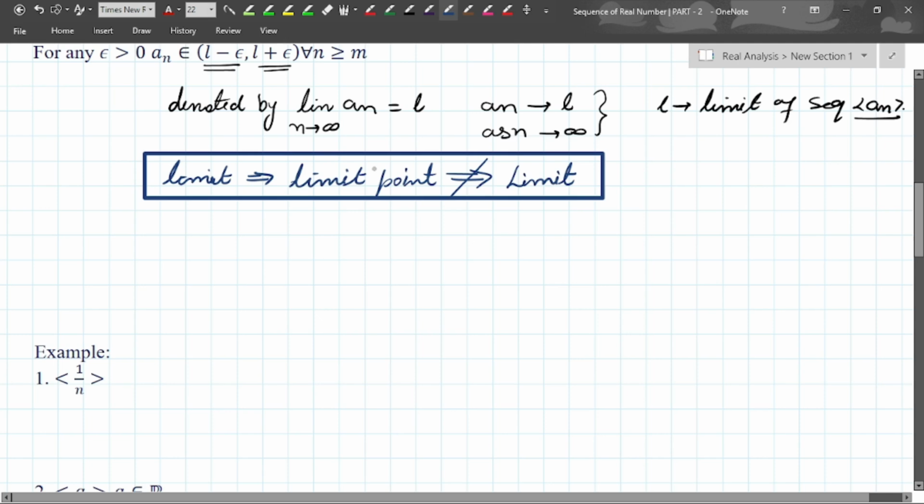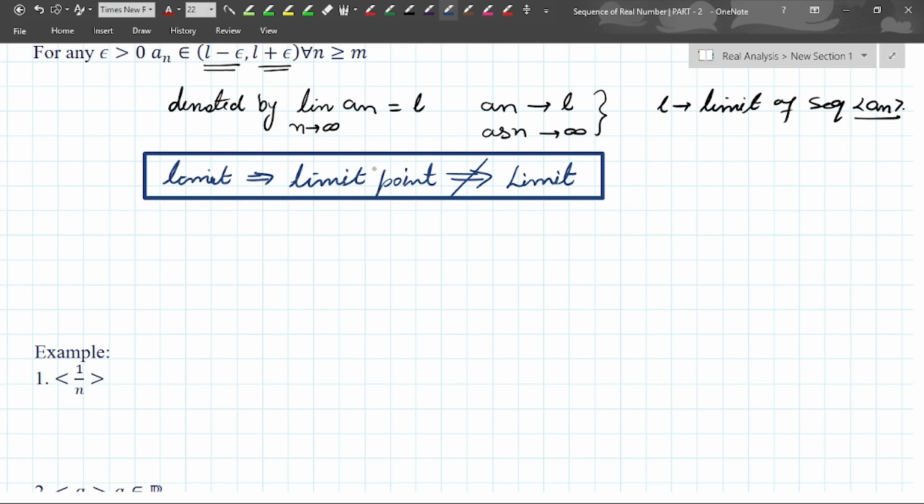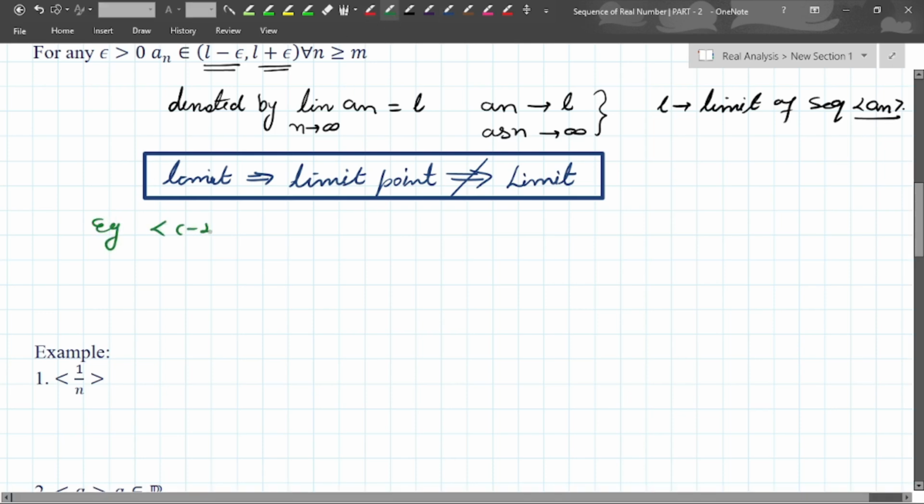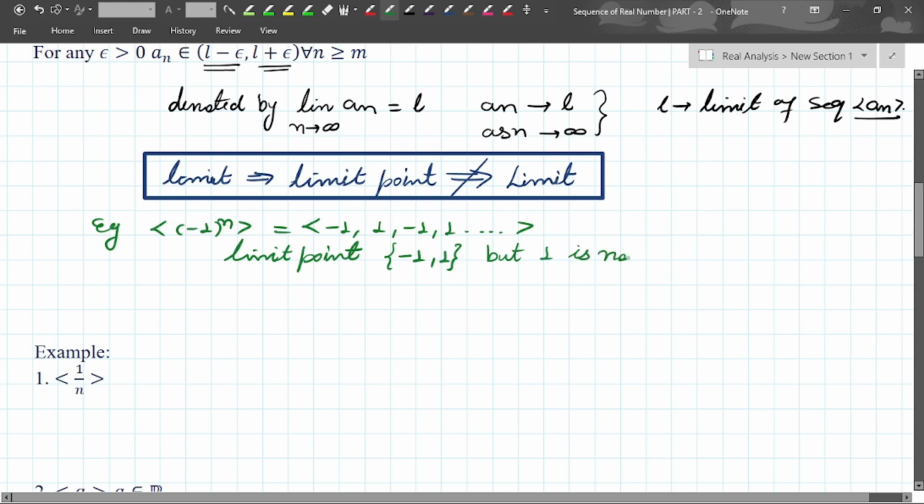Now we will take one example. For example, the sequence (minus 1) to the power n. If I write this sequence, it is minus 1, 1, minus 1, 1, and goes on like this. What are the limit points of this? The limit point means a value that repeats infinitely many times. Minus 1 repeats infinitely often, and plus 1 also repeats. So minus 1 and plus 1 are both limit points of this sequence. But 1 is not a limit of the sequence, and similarly minus 1 is not a limit of the sequence.